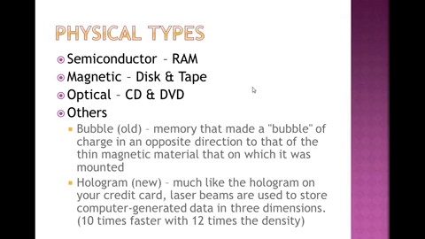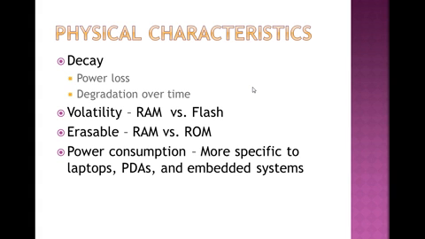Then hologram, this is the new memory that is used on your credit card. Laser beams are used to store the computer generated data. Suppose I have an ATM card that contains a part at the back side that stores my information like my name, address, and CVV number, that is the card verification number. That number is computer generated and stored in a magnetic strip. So that is again a type of storage in which data is stored. That is a hologram.